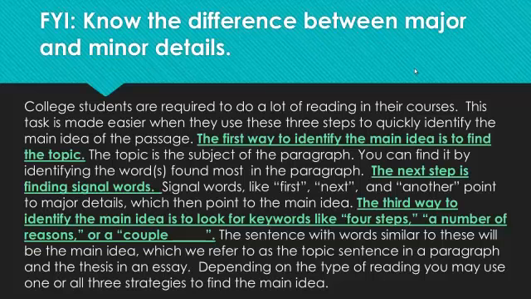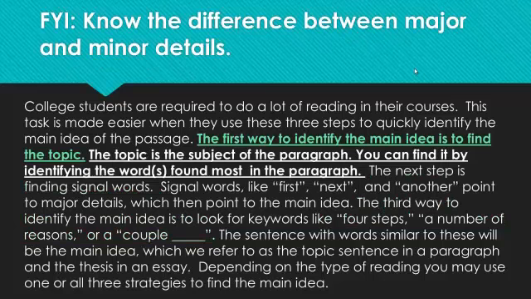So in this case, we see in the aqua green the 3 sets of major details. Now each set of these major details has its own minor details. These minor details support the major details. In this case, the first way to identify the main idea is to find the topic. Well, the 2 following sentences, the topic is the subject of the paragraph. You can find it by identifying the words found most in the paragraph. They support that sentence in green.